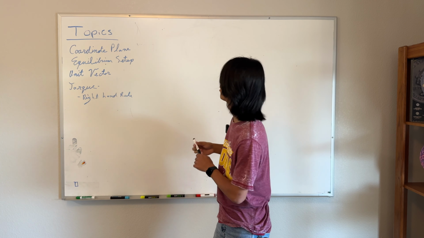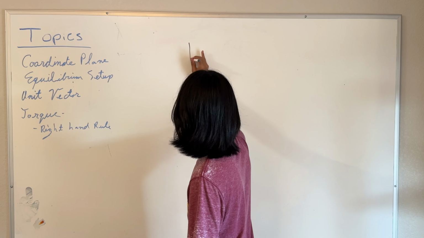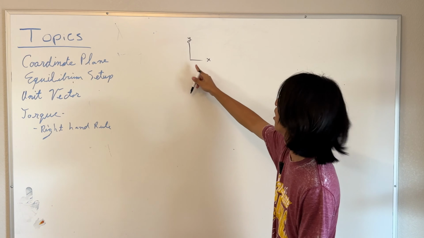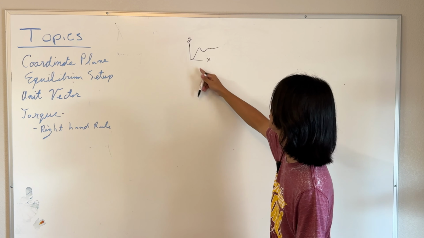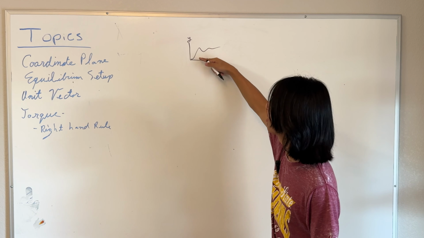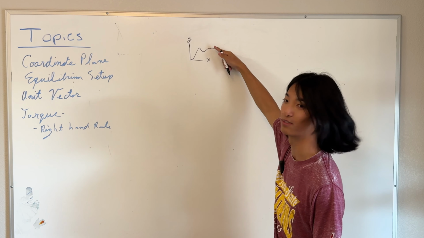So let's get started. A coordinate plane, you're used to this. You're going to see an X and a Y in 2D space. Obviously, you can have some random function. As X is doing something, Y is doing something. So as X increases, Y is increasing, then decreasing, then increasing.